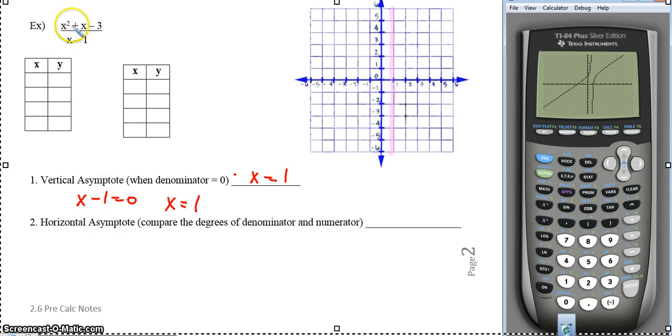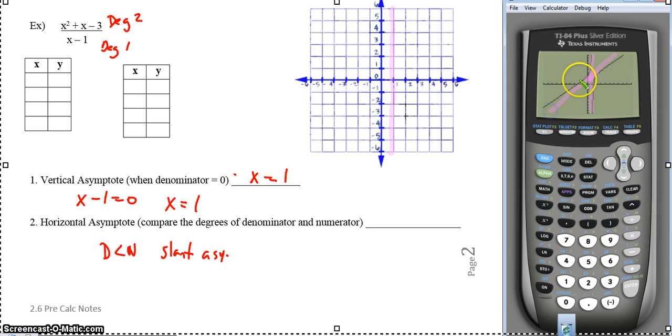We look at the degree of the numerator. The degree of the numerator is 2, and the degree of the denominator is 1. So when the degree of the denominator is less than the numerator, that's when you are going to have a slant asymptote. It's called a slant asymptote because it's not a horizontal line. As we look over here at the graph, I've already put this in the graphing calculator, you can see that the vertical asymptote is right there, but then the slant asymptote is more of a line that looks like this.